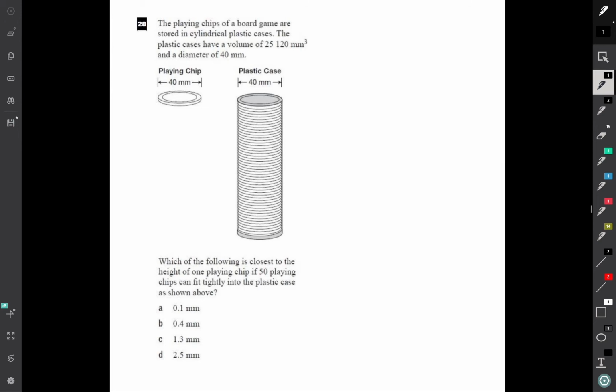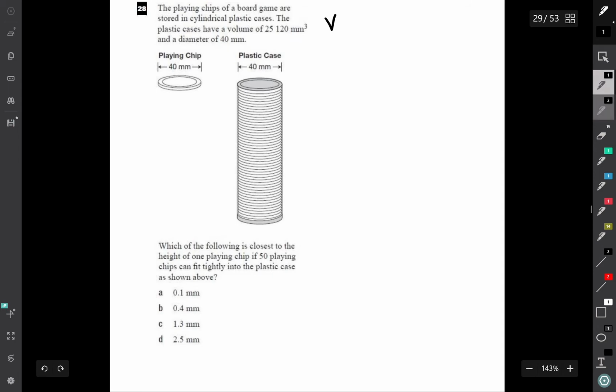Okay, let's just start by writing out the information that's given to us. We're told that the volume of a case is equal to 25,120 millimeters cubed. We also know that this is a cylinder, so the volume of a cylinder is just equal to pi r squared times h.